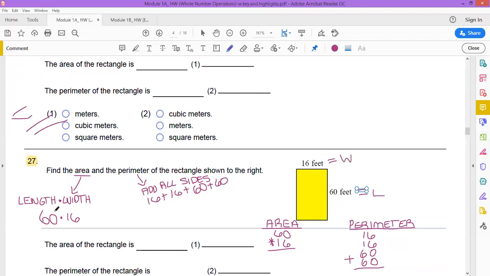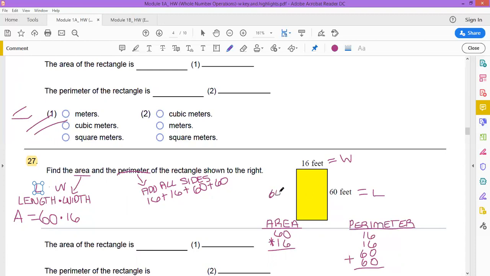So we just substitute those numbers. Oftentimes you'll see L and W used for length and width. So length times width is how we find the area. To get the perimeter, we discussed that earlier. Remember, that's adding all sides. And remember, you do have 4 sides. Although you only see 2 numbers, there are 4 sides.